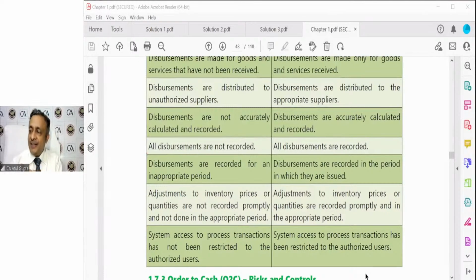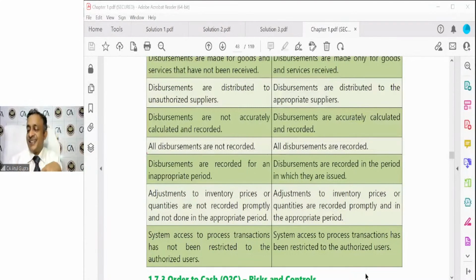And inappropriate period disbursement, adjustment to inventory prices, quantity is not recorded promptly. Again, a not linked system. You need to account for it properly. And system access to process transactions needs to be restricted to authorized users. So you must not have an open-ended thing, restricted access.